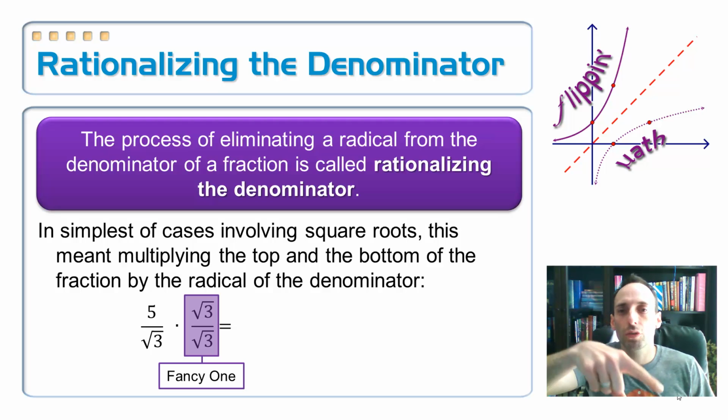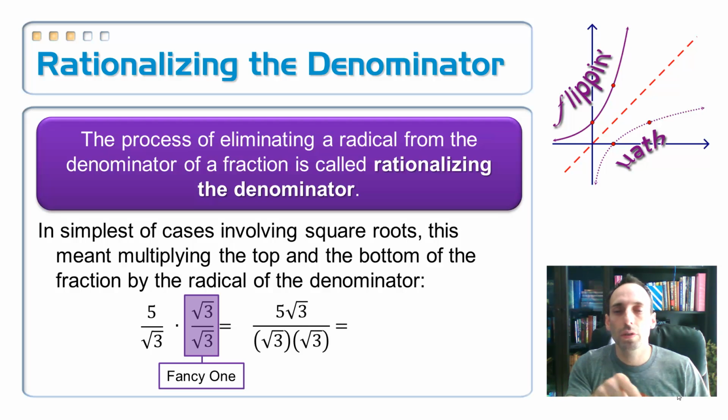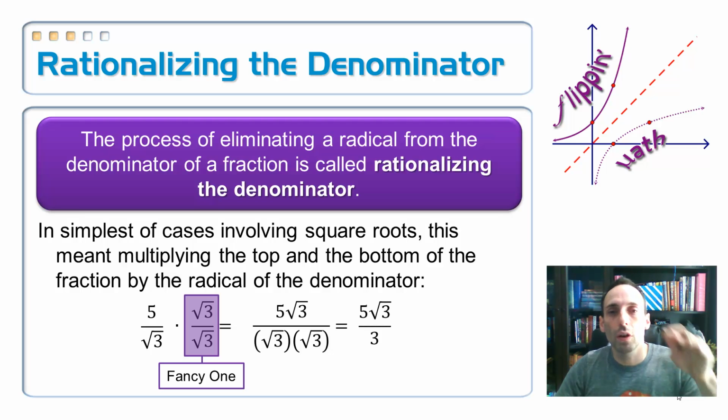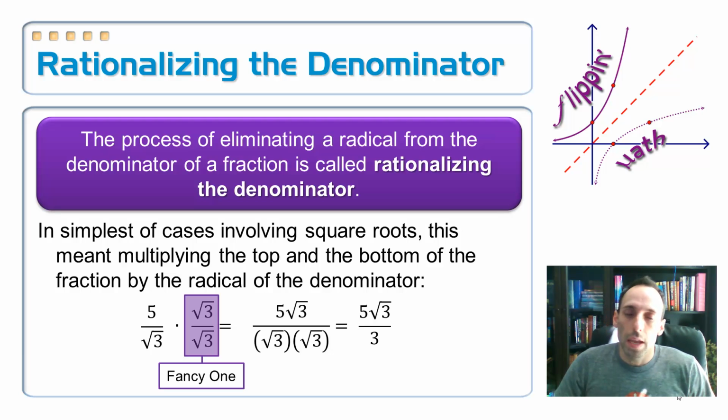So multiplying straight across, you get 5 square root of 3, and on the bottom, square root of 3 times square root of 3 is just 3. So that simplifies as 5 square root of 3, all divided by 3. It may not look simpler, but we prefer it that way. That's the way we conventionally write square roots and stuff.